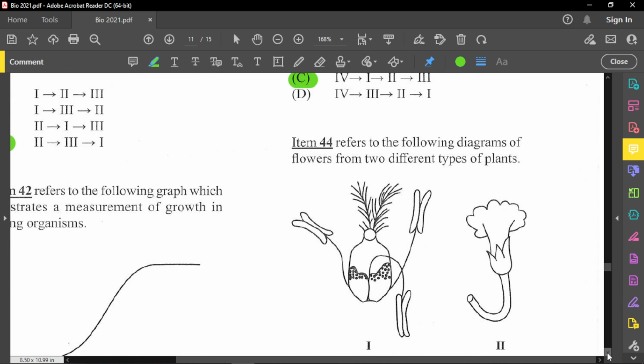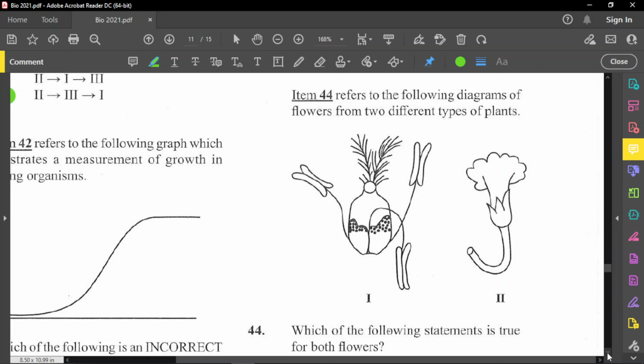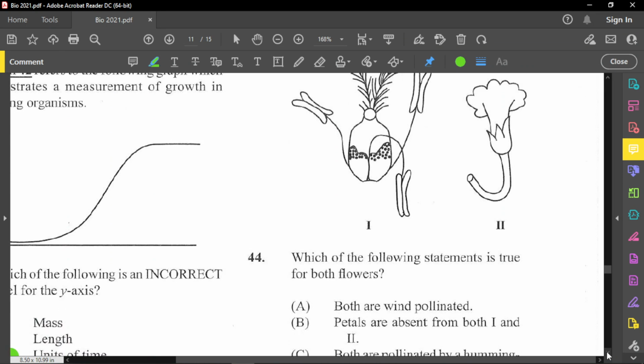All right, 44. Now for 44, it refers to the following diagrams of flowers from 2 different types of plants. So plant 1, the anther is on the outside, and the stigma looks feathery. If you notice how it looks, it can capture a lot of substances or pollen that is passing through. Plant 2, you have to go internal to actually reach the pollen grains or the stigma. Okay, so let's see what's happening here.